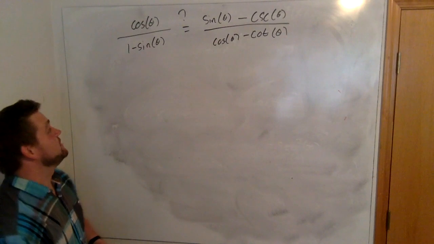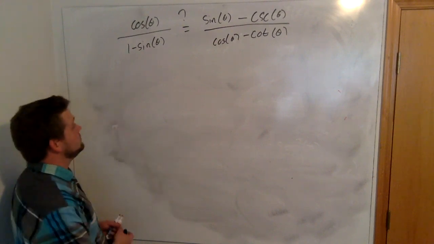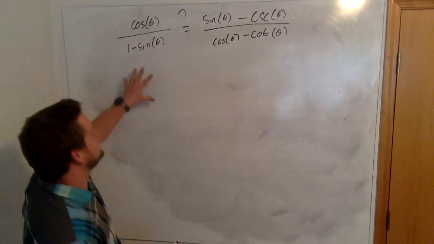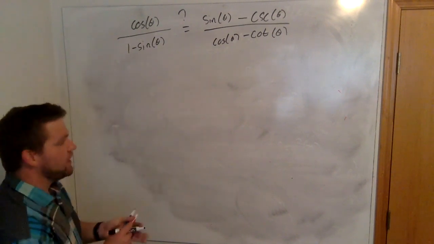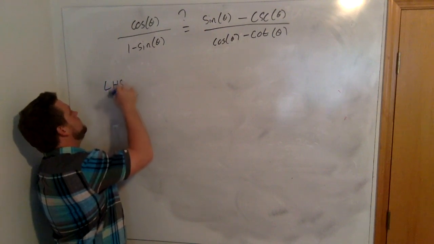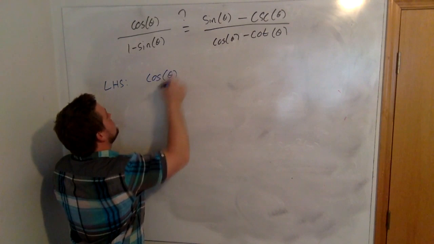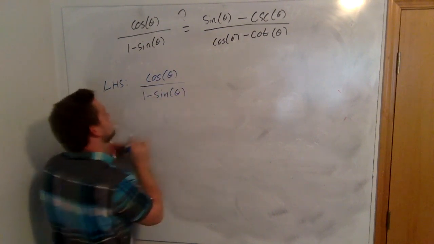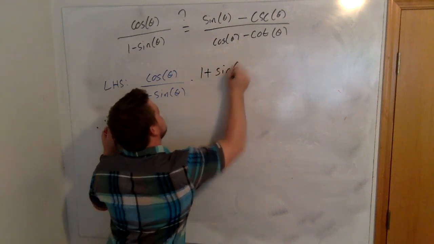Okay, let's do it. So what side to start with is really completely up to you. Maybe you are looking at this left-hand side and thinking, oh, conjugate trig. Well, maybe we could try it and see what happens. If we start with the left-hand side, will it lead us anywhere nice? Well, we have a cosine of theta all over 1 minus sine of theta. Maybe a conjugate trig will be nice here. We'll see.